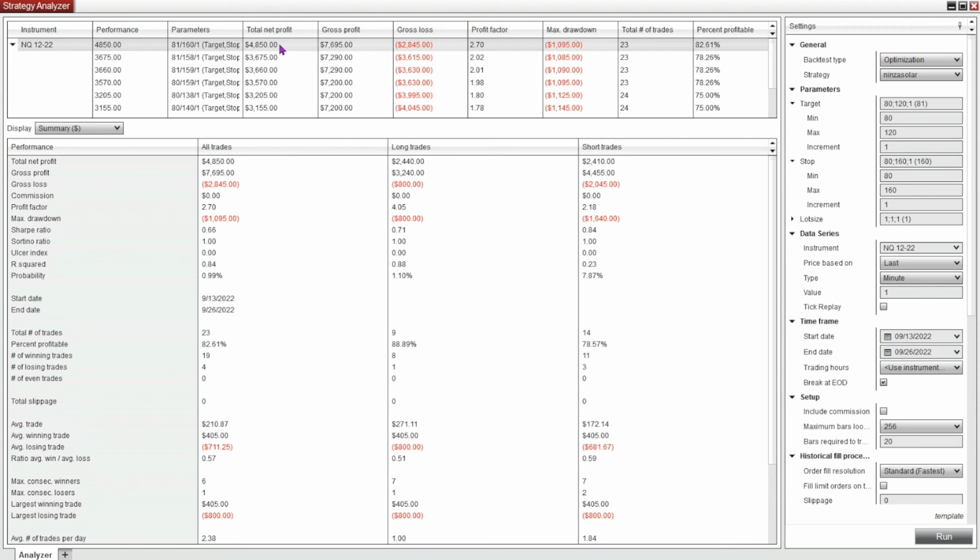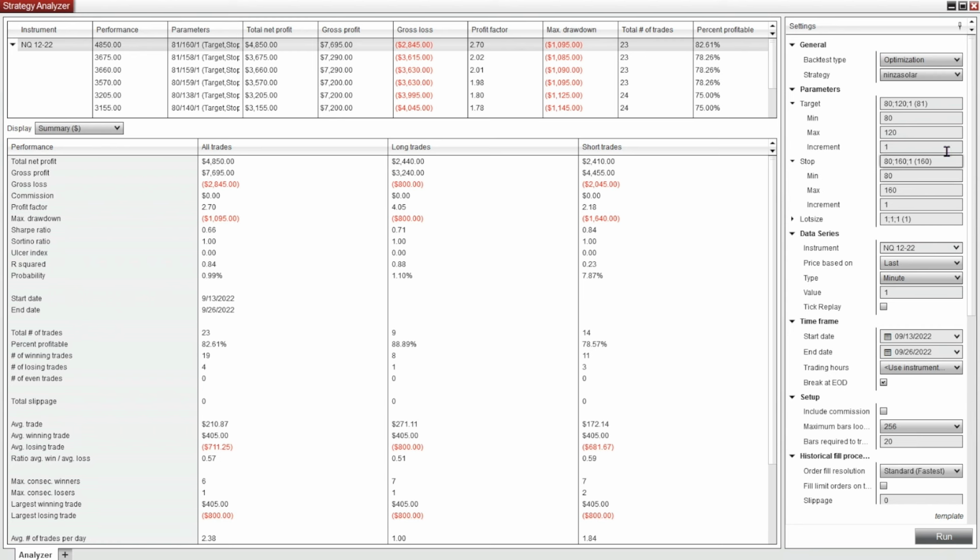So our best result was $4,800 profit, 82% profitable, over 2 weeks trading one NASDAQ contract. The winning settings were basically a 20 point take profit and a 40 point stop loss.